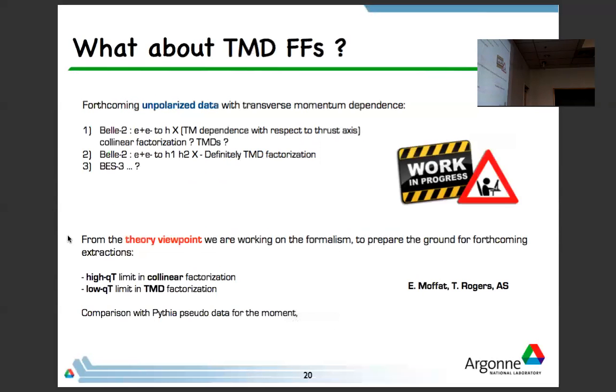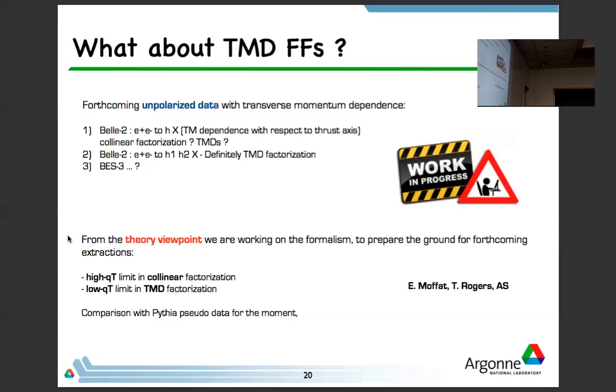So, about TMD fragmentation function, I asked this question this morning. Belle is going to give us data for the PT dependence of one tetram with respect to the thrust axis, but we have to understand carefully what we are talking about from the point of view of the cross section. If it is a TMD in a jet, if it's a standard TMD, if it's purely collinear factorization, or what else. The picture is clearer for e+e- into two tetrams instead. It's definitely TMD factorization. So data for 4.2 will for sure be helpful about TMD fragmentation functions.